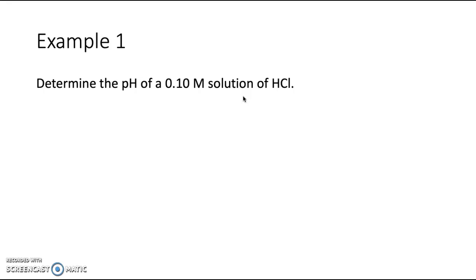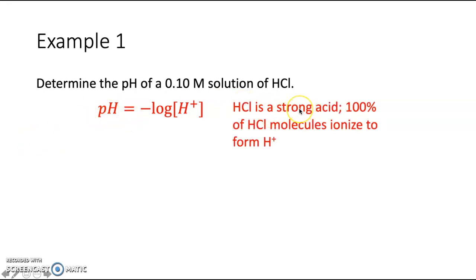The pH of a 0.1 mole per liter solution of HCl, or hydrochloric acid. So, hydrochloric acid, this is the formula we're going to be working with because we want to find pH. And hydrochloric acid is a strong acid, which means that 100% of my HCl molecules are going to break apart in solution and form H plus ions and Cl minus. But what I want to take from that is that there's a 1-to-1 ratio.